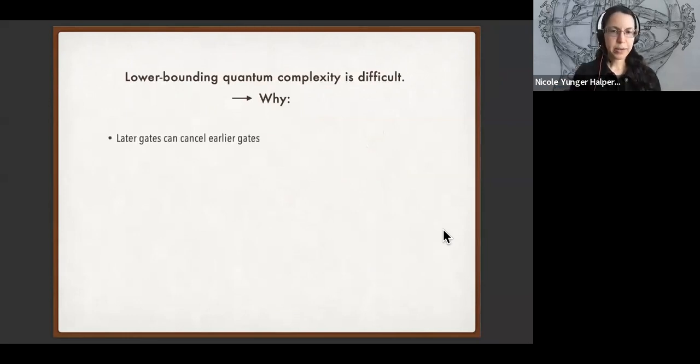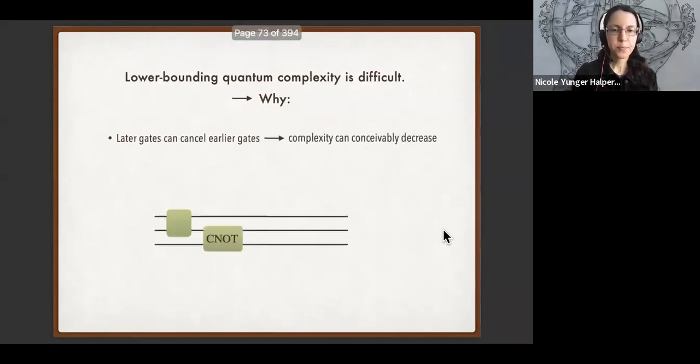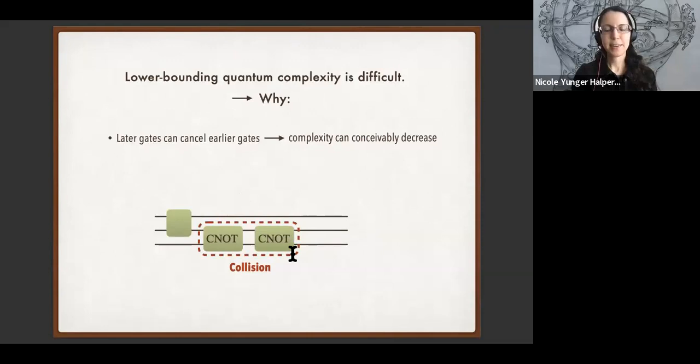Suppose that we're modeling an evolution with a sequence of quantum gates. Later gates can, in principle, cancel earlier gates, lowering the complexity. For instance, suppose that we're running a circuit, we perform this gate, and then we entangle these two qubits with a C0 gate. The complexity probably increases from here to here. However, we might then perform another C0 gate, undoing the gate that we just performed.